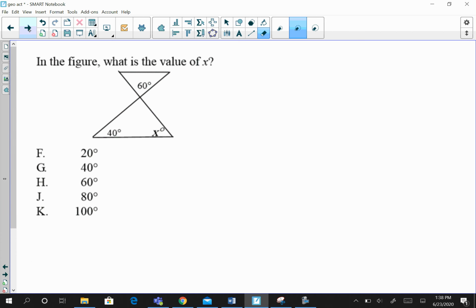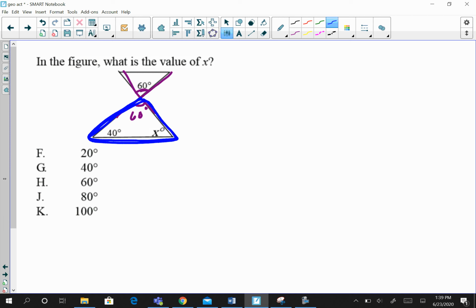All right, what is the value of x in this figure? So I am going to notice that I have a set of parallel lines here and here. That isn't necessarily stated, but you can pretty much assume that. You can also tell that you have two intersecting lines which create vertical angles. So whatever angle this one is going to be the same here. That's 60 degrees.